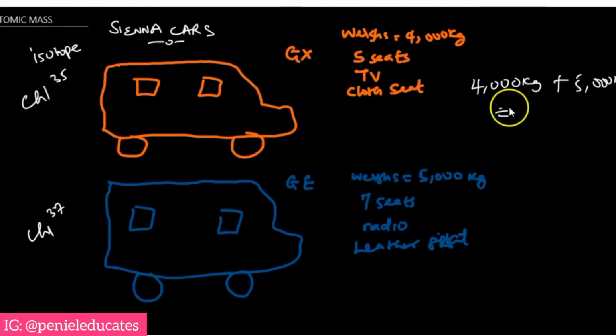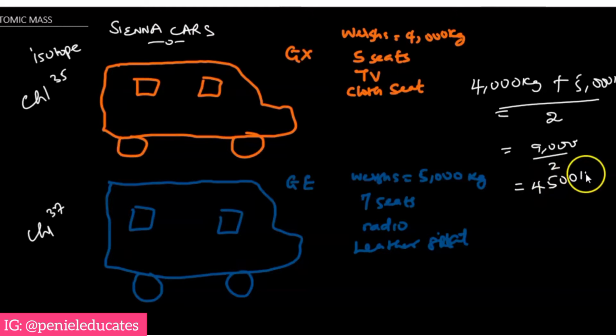So this one will give you, that's divided by 2, that's the average, that's 9,000 divided by 2, you're going to have 4,500 kilogram. All right, that's the average I want to have. But the weighted average is different from this, because we need to consider the amount of these particular cars that we have, the amounts that we have.